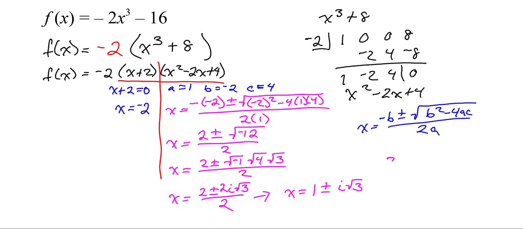So our zeros end up being -2 from the first side. We have 1 plus the square root of 3, and we have 1 minus the square root of 3. Oops, I'm sorry, hold on. There should be an i in front of that square root of 3. So it should be 1 plus i times the square root of 3 and 1 minus i times the square root of 3.